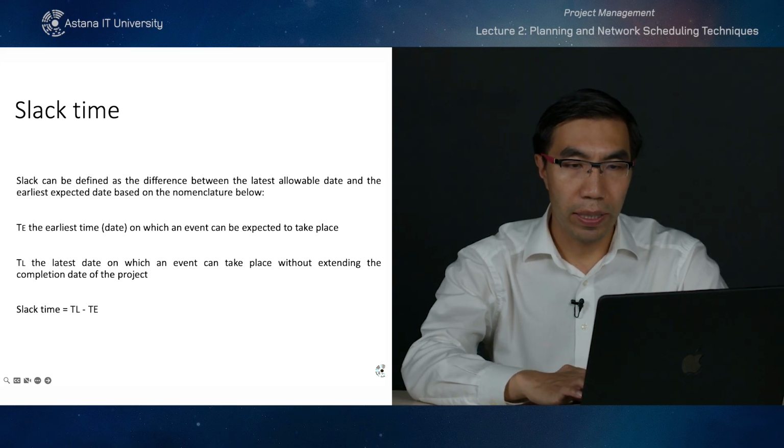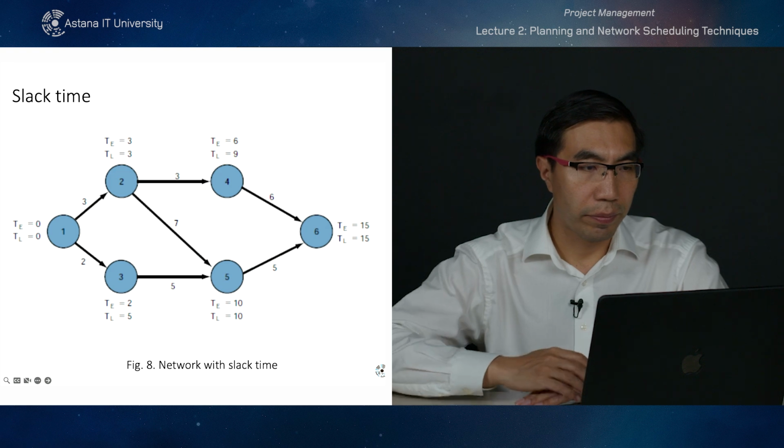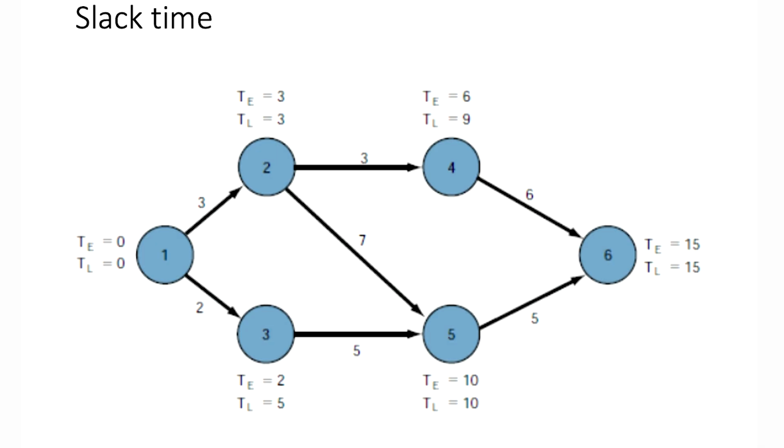Now let's take a look at the network with slack time. As you may have understood already, where TL equals TE, this activity is on the critical path. So there is no difference between late and early dates. But if TL is bigger than TE, for activity number 3, we have a slack time of 3 days.